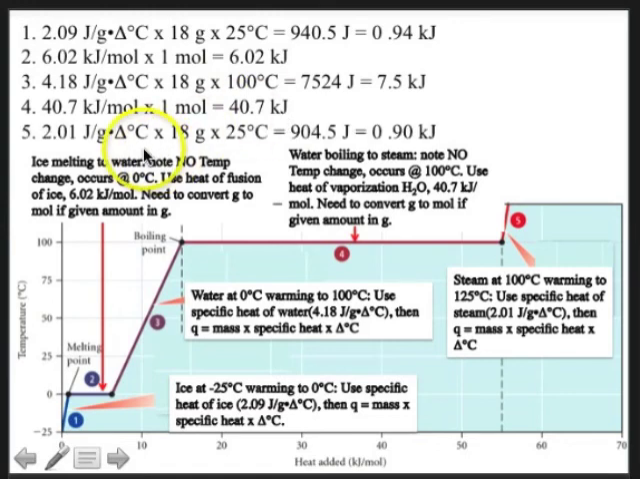The last step is to superheat the steam at 100 degrees to steam at 125 degrees. We use the specific heat of steam, 2.01 joules per gram delta degree C, times 18 grams times a temperature change of 25, from 100 to 125. So that's 0.9 kilojoules. Note the biggest energy absorption is step number 4, boiling the water. Water has a very high heat of vaporization, and it requires much more energy than any of the other steps to boil away this 1 mole of water.